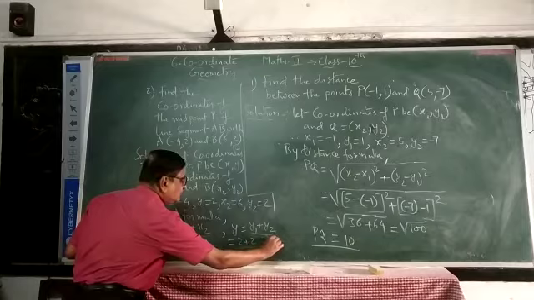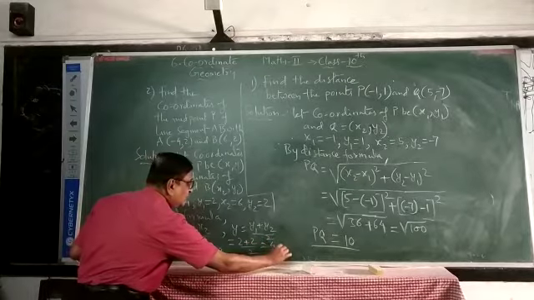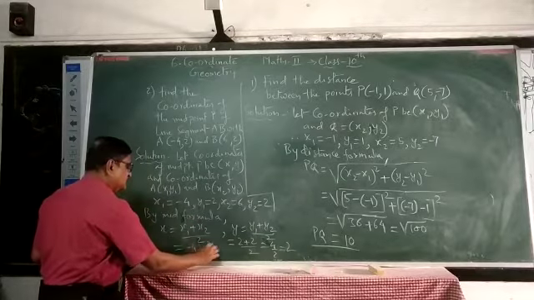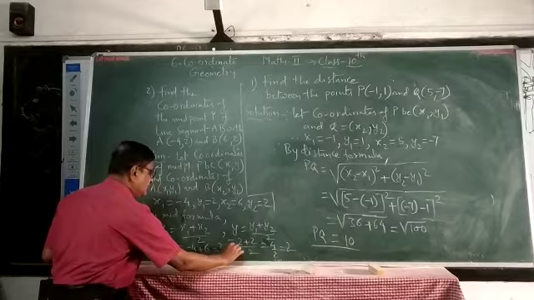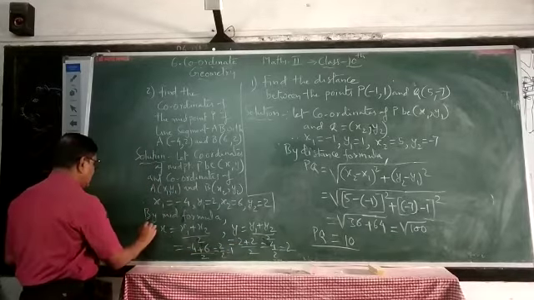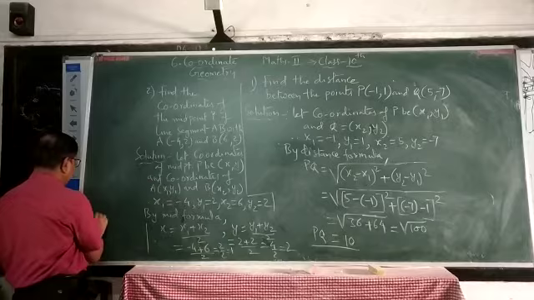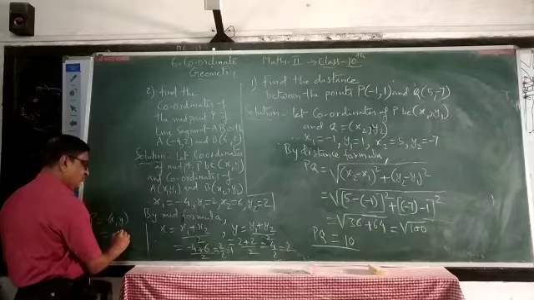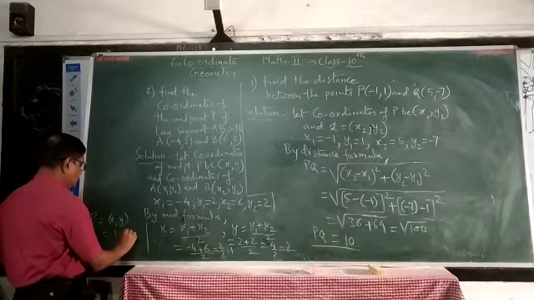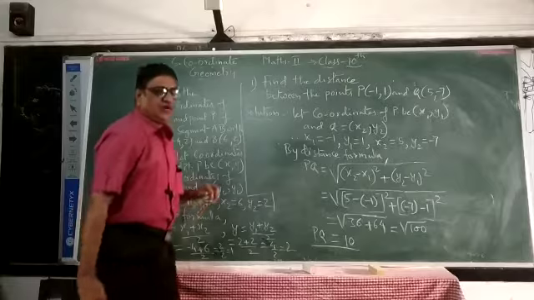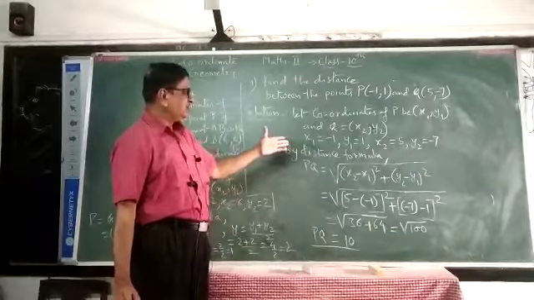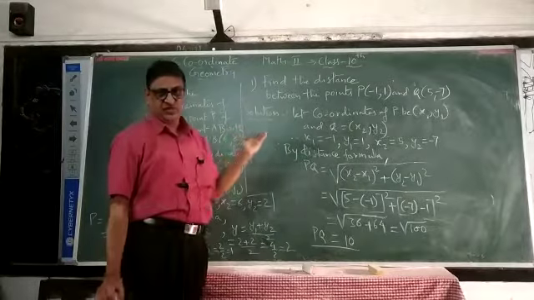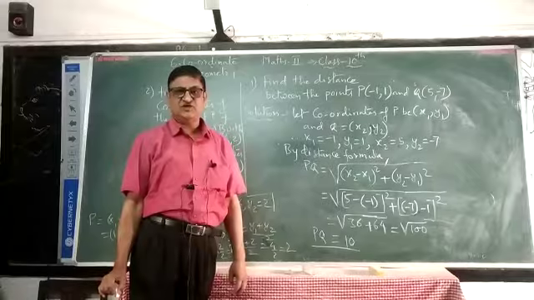That is equal to 4 upon 2, which is equal to 2, and here we will get 6 minus 4, that is 2 upon 2, that is equal to 1. So coordinates of midpoint P is equal to (x, y), that is equal to (1, 2). So in this way you will find the distance between the 2 points and the coordinates of the midpoint. Try the other problems of the exercise. Thank you.